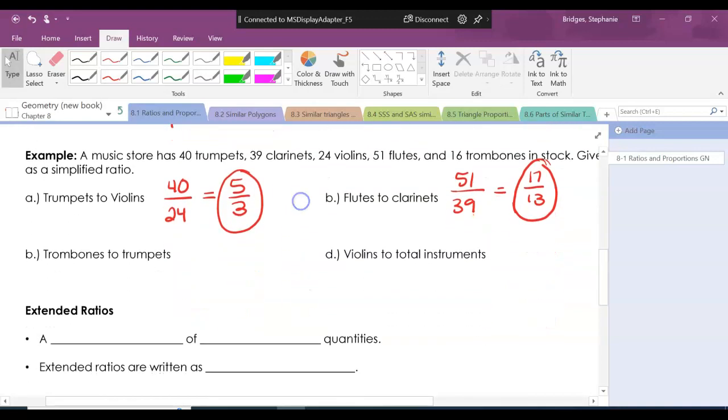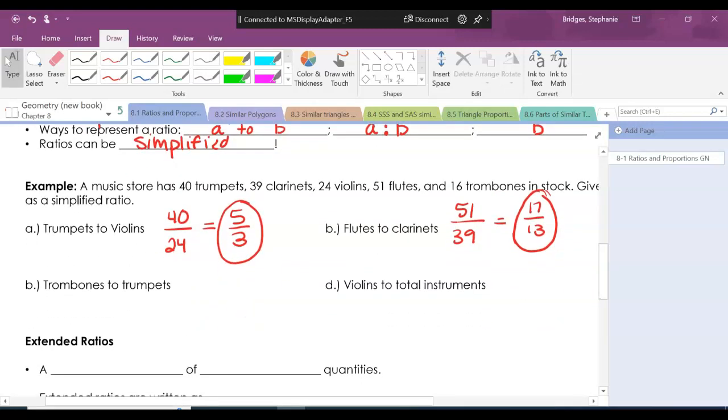How many trombones do we have? 16. And how many trumpets? 40. And if we put that in our calculator to reduce, it gives me a final ratio of 2/5, 2:5. Yep.